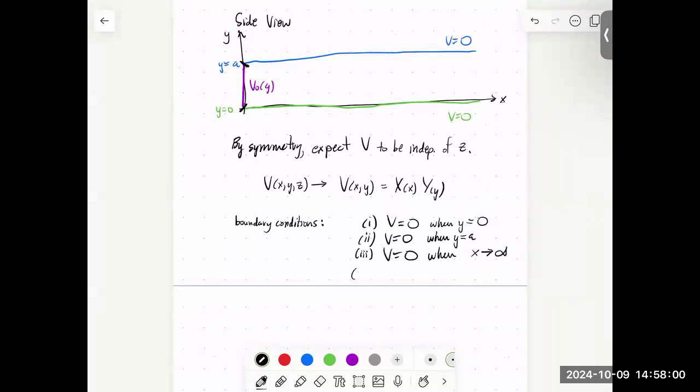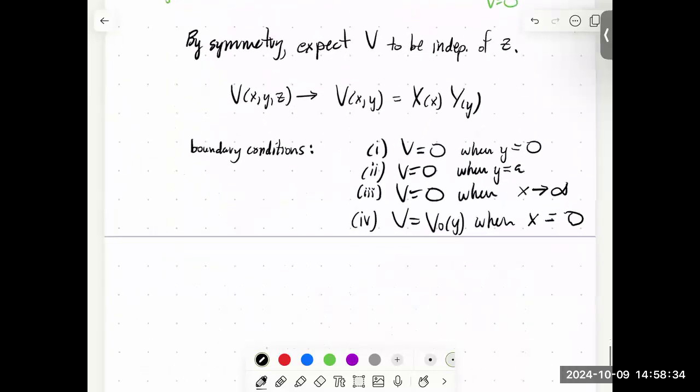And then finally, the fourth boundary condition is that v is equal to v naught of y when we're on the strip, and we're on the strip when x is equal to 0. So those are the boundary conditions that we have to satisfy. If we can come up with a potential that satisfies all of 1, 2, 3, 4, and is a solution to Laplace's equation, we're done. We're guaranteed that that's correct, no matter how we get the solution.